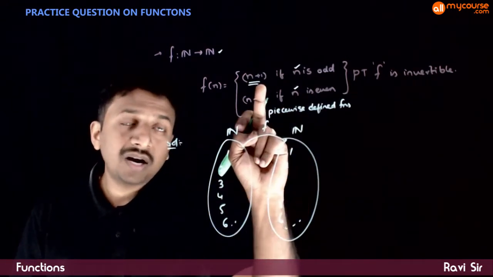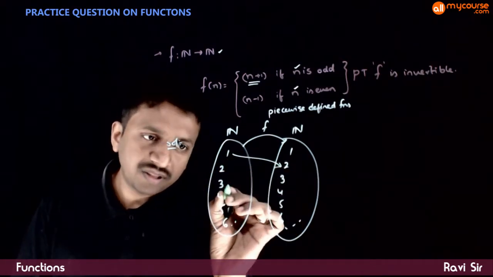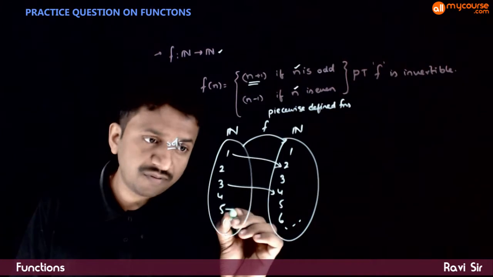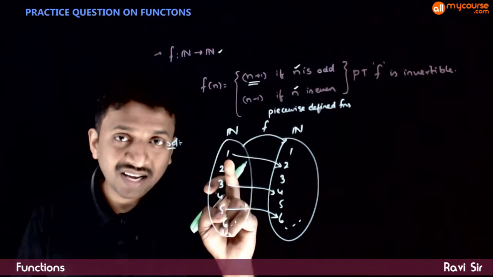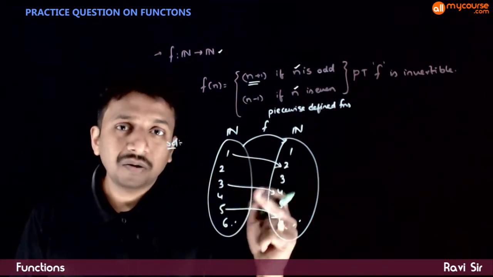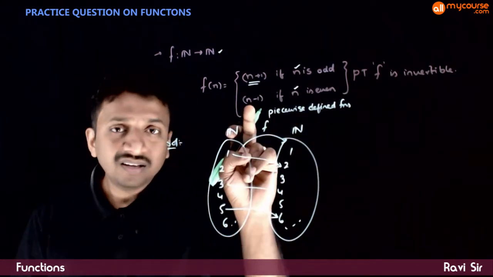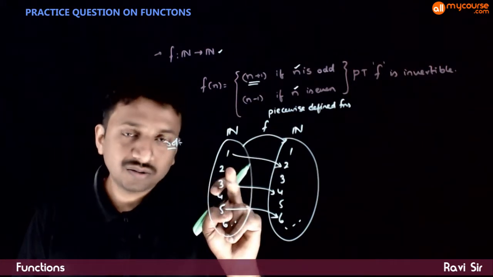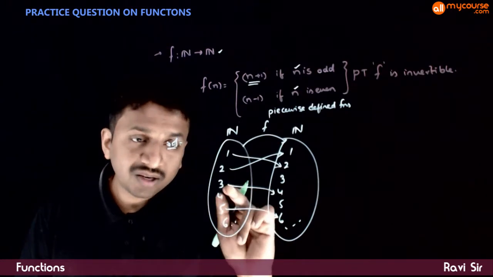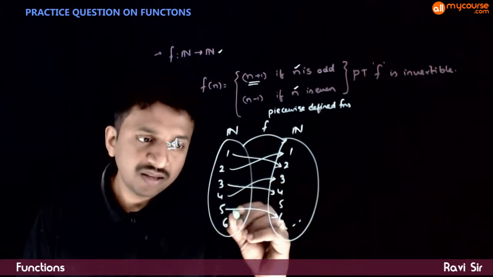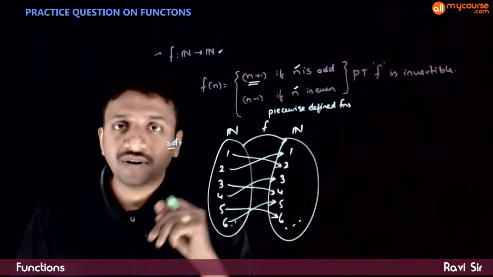Now, if n is odd, the functional value is n plus 1. So for 1, it is 2. For 3, it is 4. For 5, the functional value is 6, and so on. So if you take an odd number, it will be connected to the number which is 1 above it. Now, if n is even, the image is n minus 1. So 2 is even, the image is 2 minus 1, which is 1. For 4, the image is 4 minus 1, which is 3. 6 minus 1 is 5, and so on. So this is how the function looks.